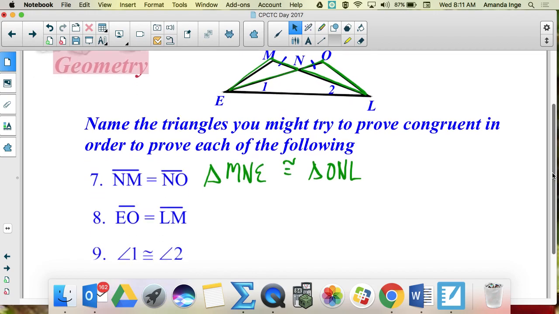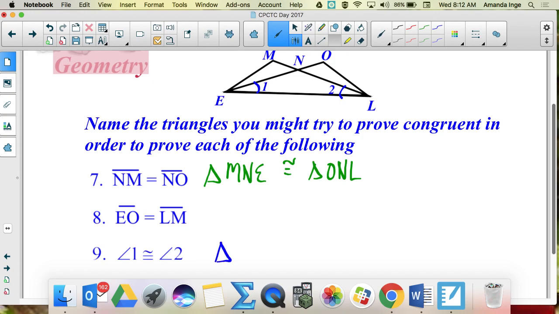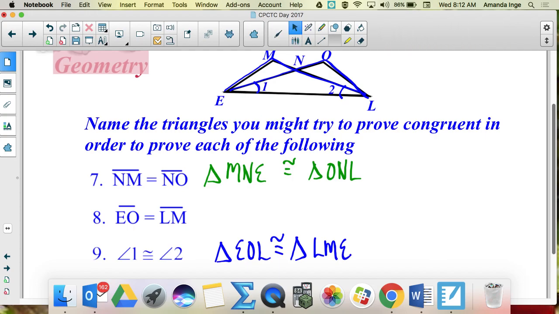That takes me to number 9. On number 9, we're trying to prove that angle 1 is congruent to angle 2. So to do that, we would need to look at triangle EOL. It would have to be congruent to triangle LME. Alright, so you're left with number 8 for homework.